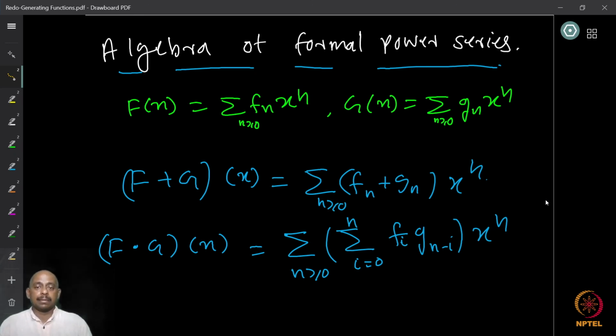Now, what will be interesting is when we see how we can use these kinds of operations to define what happens in the combinatorial structures.